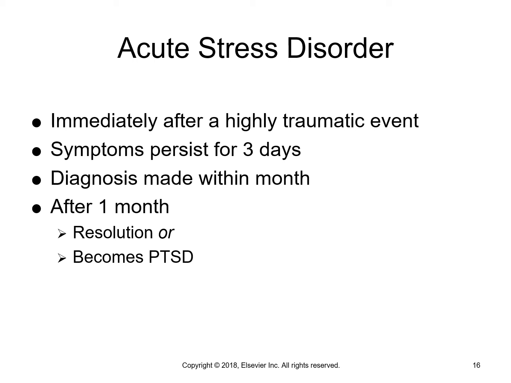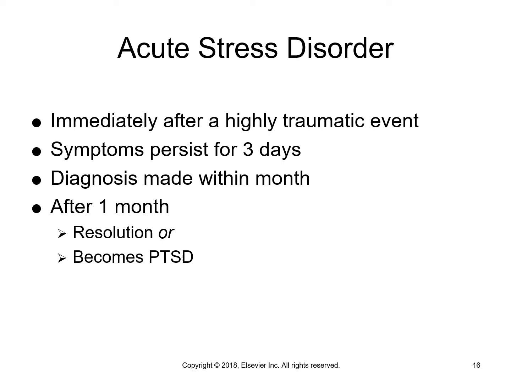There's a traumatic event and you have the symptoms of the disorder same as that of PTSD, but the symptom duration is only 3 days to 1 month. Okay, symptoms persist for 3 days to 1 month. That is called acute stress disorder. So the diagnosis is made within the month after exposure to the traumatic event.